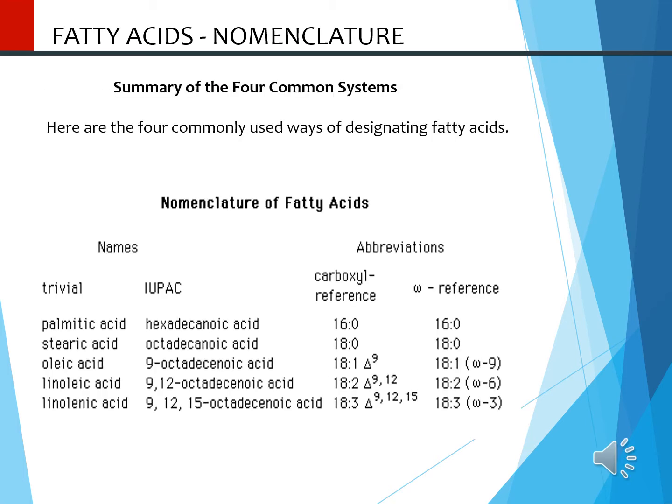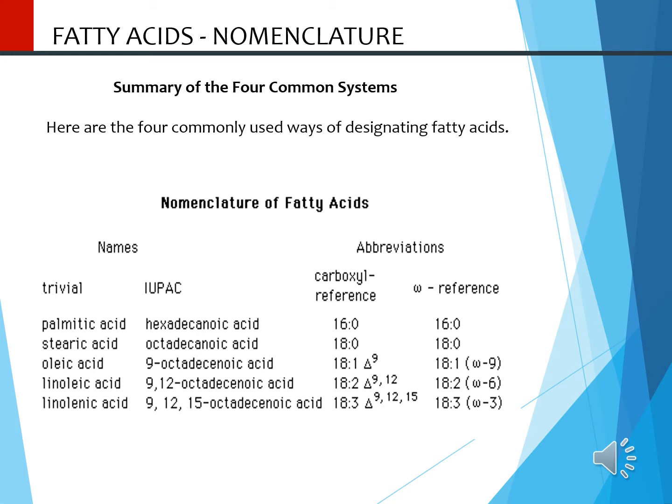This slide shows the summary of 4 common systems of nomenclature. First column shows the trivial names. Second column shows the IUPAC system names. Then the 2 columns show abbreviations. Out of them, first is carboxyl reference and second is omega reference. For example, palmitic acid is the trivial name, hexadecanoic acid is its IUPAC name. Then carboxyl reference system is 16:0 and omega reference is also 16:0.